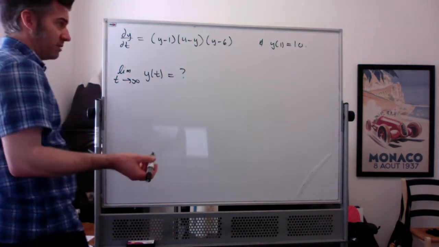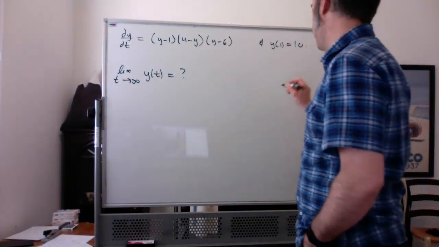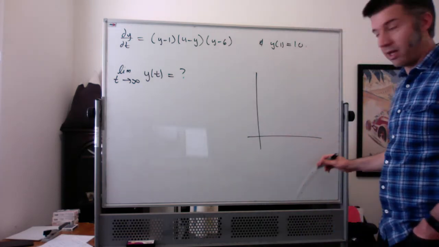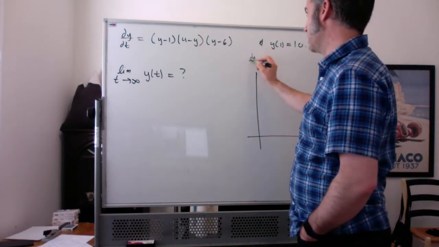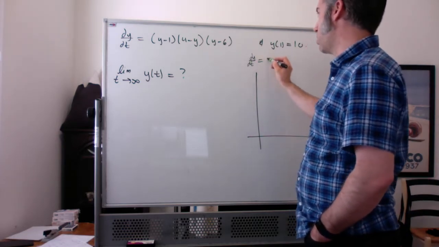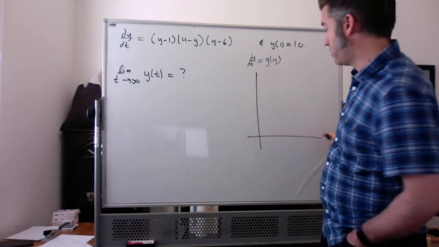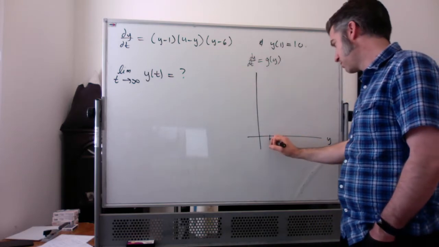So I'm going to draw my phase plane. I think that's what it's called, right? Yeah, the phase plot, phase plane, whatever. On the horizontal axis go the y's. On the vertical axis goes the dy/dt, which sometimes people call g of y. And then on my horizontal axis go my intercepts, positive 1, positive 4, and positive 6.